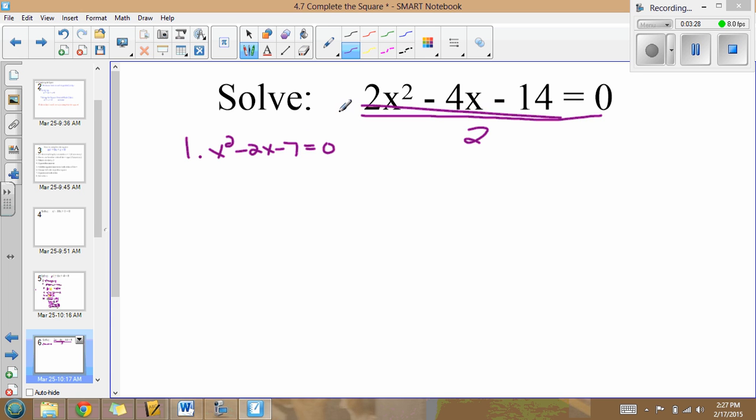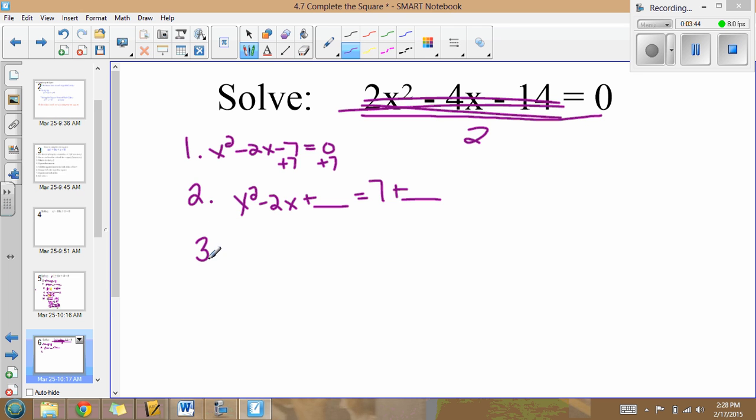So once I divide, I'm going to cross that out so I don't get confused anymore. So step 2, move c to the other side. So x squared minus 2x plus blank equals 7 plus blank. So step 3, again, we're taking b, which is my middle term, dividing by 2. And step 4, we're just going to square that answer. So I know I'm adding 1 to both blanks.